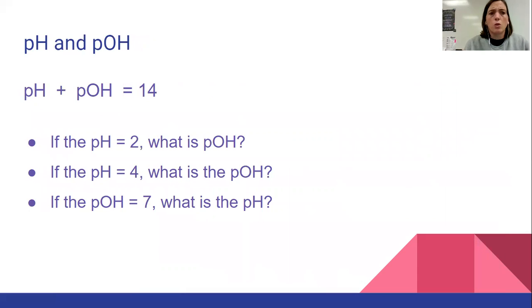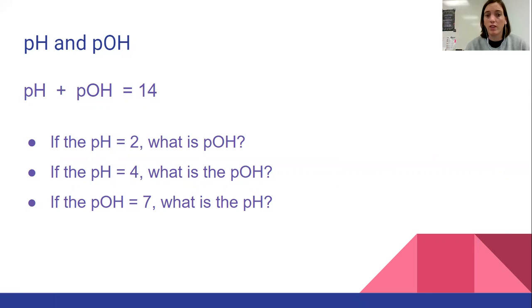All right, so you have the power of hydrogen. There's also a power of hydroxide scale, which is basically the same thing as pH, but reversed because now you're talking about how much hydroxide is present. Whenever you're adding pH and pOH together, your number should always be 14 because the scales are 0 to 14. So if something has a pH of 2, then what's 14 minus 2?